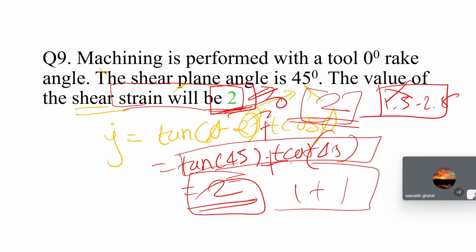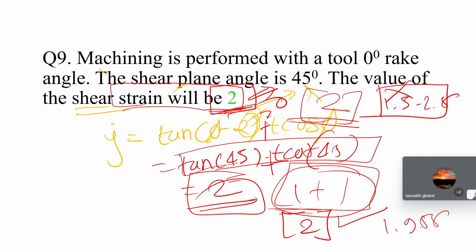So 1.9 cannot be established. It is not possible. So the answer is only 2. If you got the right answer, 2 only, then you will get it correct. If you write something like 0.2 or 1.95555, it is still wrong, because 2 is the only answer, because it's just 1 plus 1. There is no margin of error.